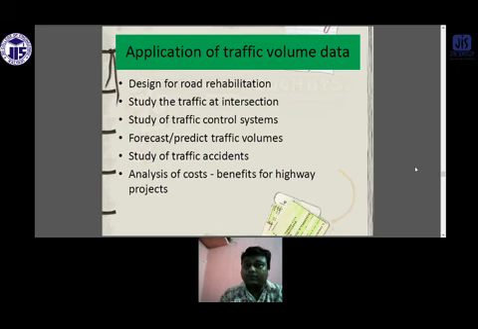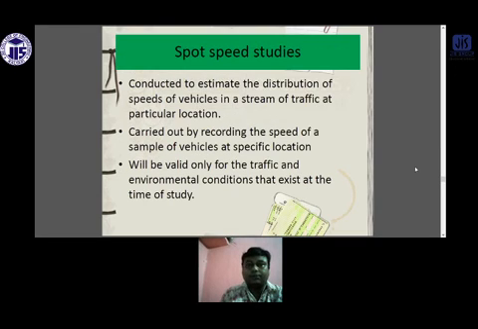Applications of the traffic volume data: design for road rehabilitation, study of traffic at intersections, study of traffic control systems, forecast and prediction of traffic volume, study of traffic accidents, and analysis of the cost benefit for highway projects. Now, what are spot speed studies?